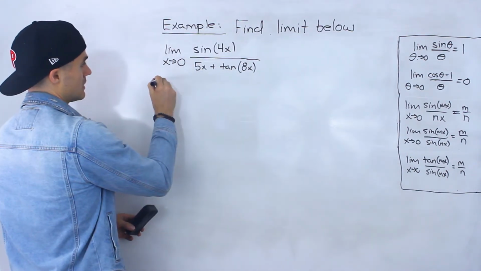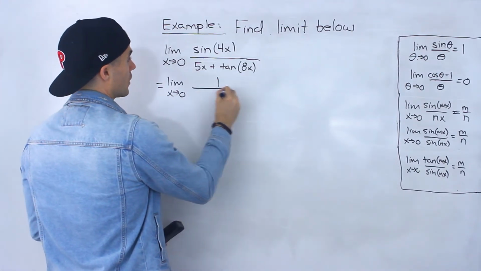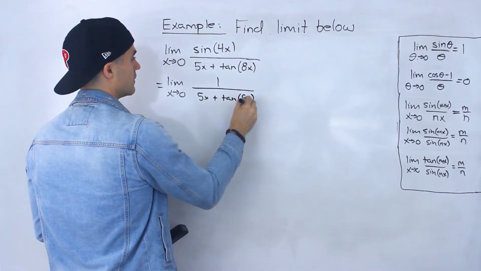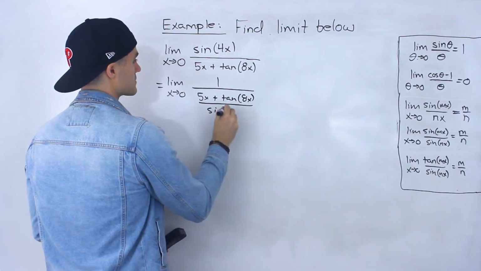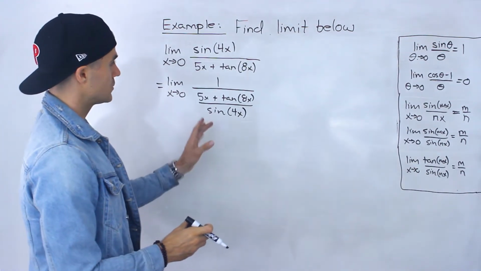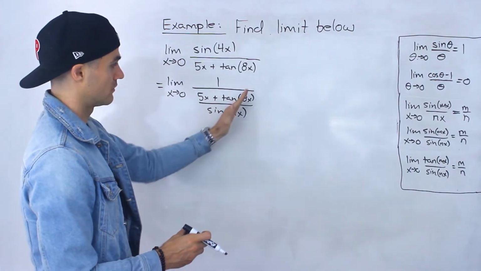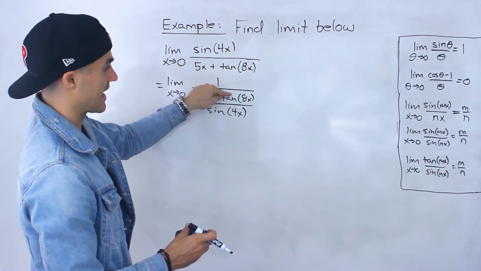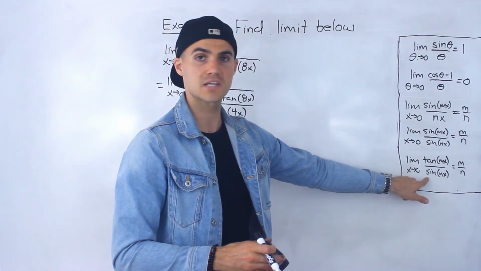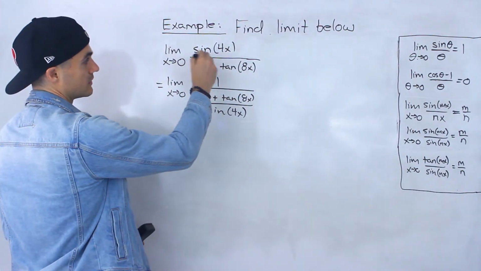I'm going to take this limit and I'm going to rewrite it as 1 over 5x plus tan 8x all over sine 4x. Now, why did I do that? The reason why is because now what we can do is we could take this fraction in the denominator and we could split it up into two separate fractions. And notice one of the fractions would be tan 8x over sine 4x, which you notice it's in this format here, tan mx over sine nx, which is just equal to m over n. Versus here, we can't split this up.